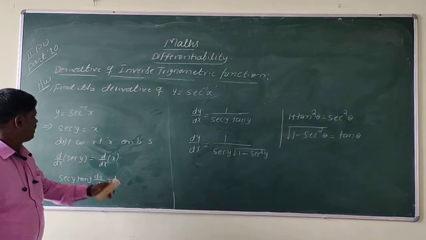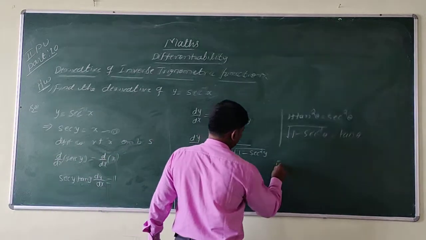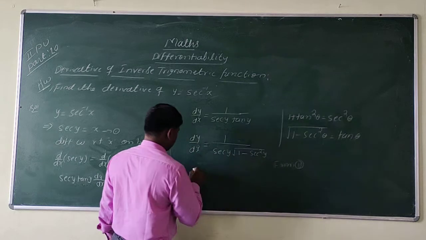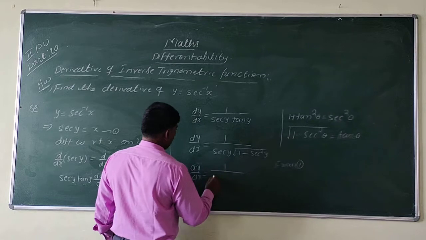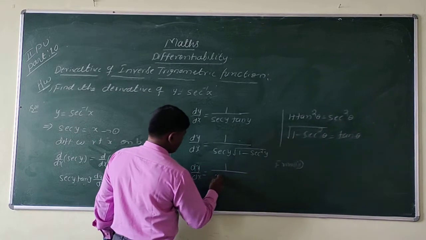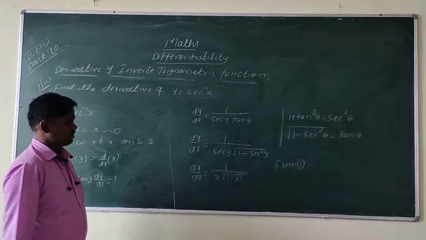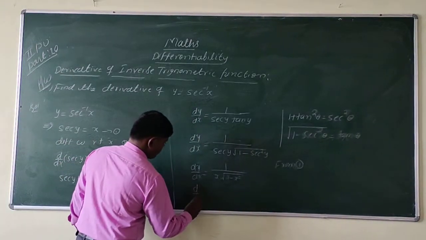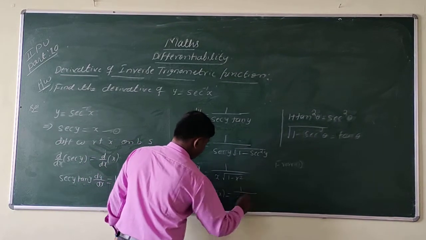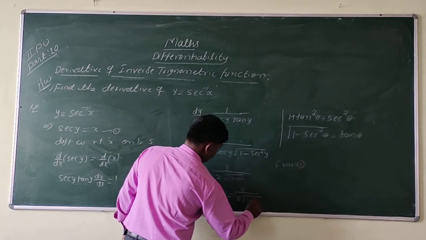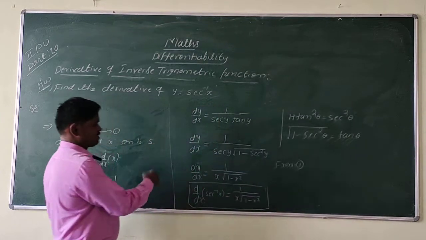Now for our convenience, take from equation 1, so this can be written as dy by dx is equal to 1 by x into root of 1 minus x square. Therefore dy by dx of secant inverse of x is equal to 1 by x into root of 1 minus x square. This is the derivative of secant inverse of x. Write down.